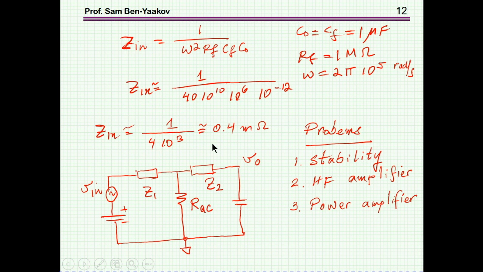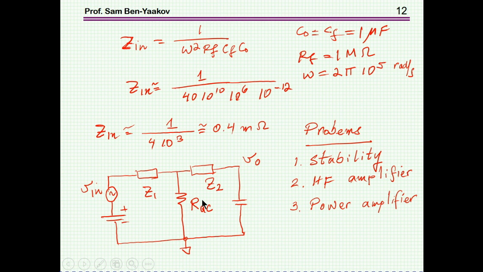Now, just take an example, say the capacitor is 1 microfarad, the resistor is 1 megohm, and the frequency is 100 kilohertz, so the omega is 2π times this. As we plug in the numbers, we get Zin of 0.4 milliohm, very, very low. So we have an AC resistor here of milliohm, and of course it'll attenuate the noise coming from here, leaving very little noise at the output. So this is the idea behind this circuit.